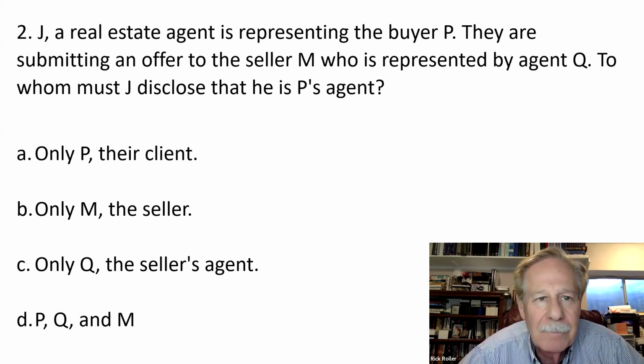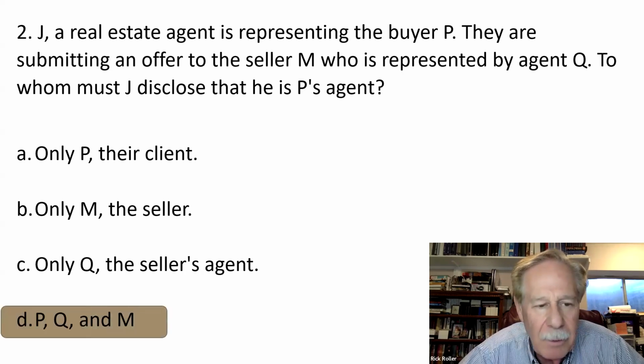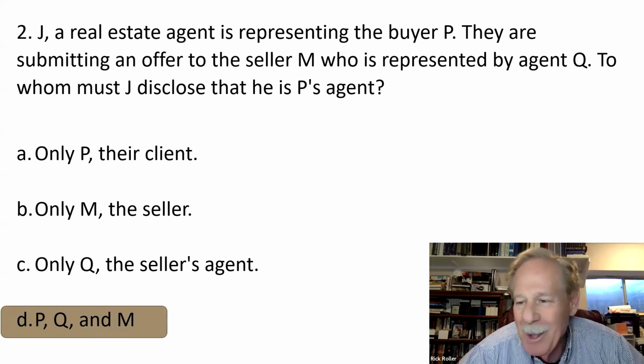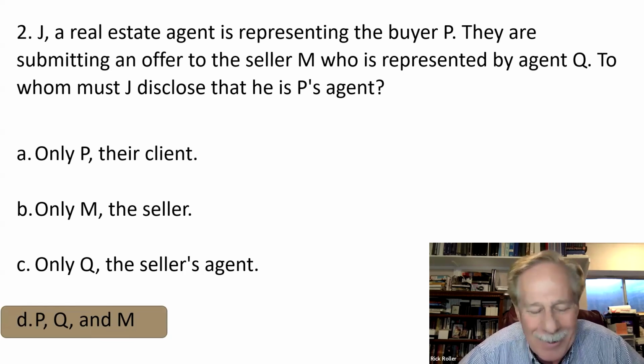you know, there's actually a different agent on the seller side, and that's Q. So to whom must J disclose that he is P's agent and everybody, which would be P, Q, and M. Okay. We're not secret agents. You know, you need to disclose to everyone.